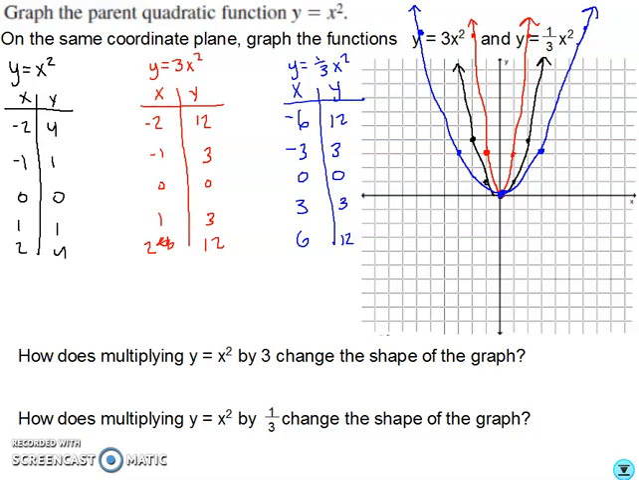So if I look at the original parent function, that black graph, I want to know, how does multiplying x squared by 3 change the shape of my graph? When I multiplied by 3, I went from the black graph to the red graph. So the shape of the graph became more narrow. Or we can think of it as taking our fingers and grabbing these arrows on the black graph and pulling them up to make our graph skinnier, and we created the red graph. What we call that is a vertical stretch.